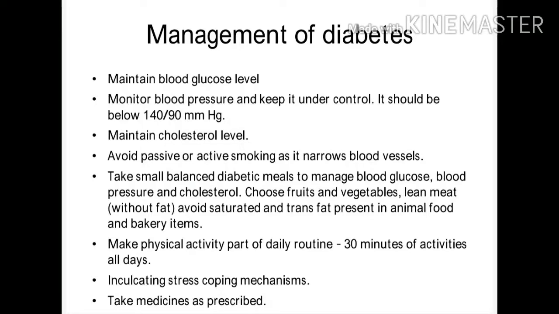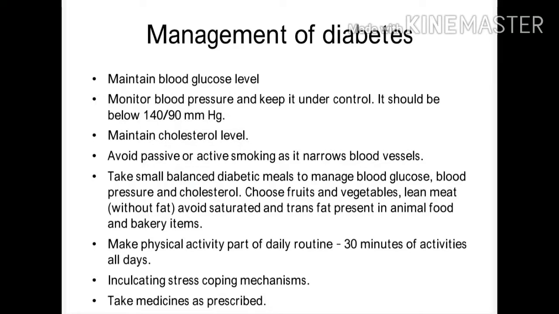Or if at all you have to drink milk, you boil it, remove the butter of the milk, and then you drink milk. People with diabetes have to control their cholesterol as well as blood pressure, and therefore avoid passive or active smoking, as smoking narrows blood vessels and your blood pressure will be higher immediately after smoking. Then take small balanced diabetic meals to manage blood glucose, blood pressure and cholesterol.